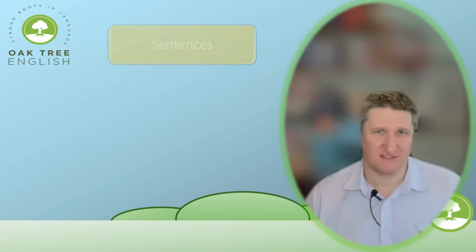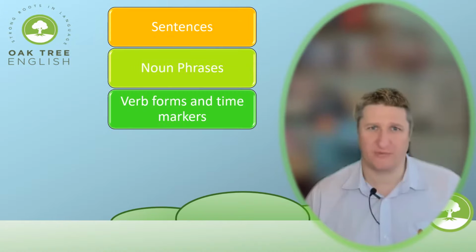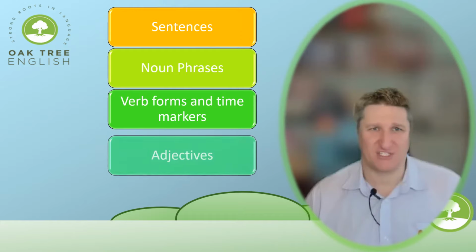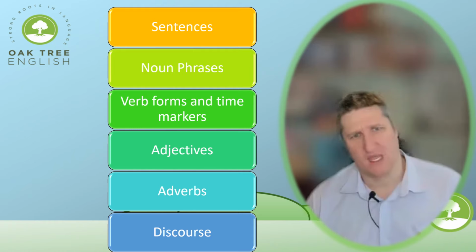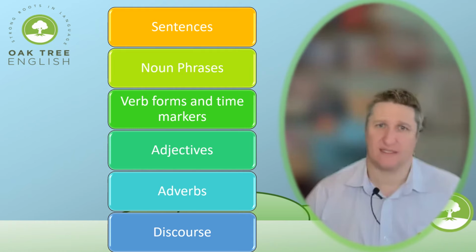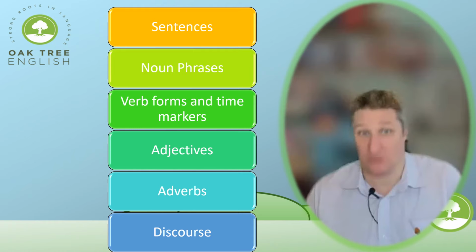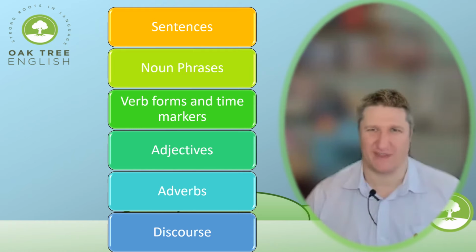The areas are sentences, noun phrases, verb forms and time markers, adjectives, adverbs, and discourse. We're going to look at each of these to explain what is expected. I will not cover all the expectations of entry 1, 2 and 3 because I've made videos about them which you should watch as a foundation for this video. I may have already mentioned that.